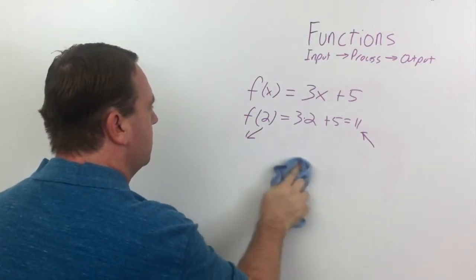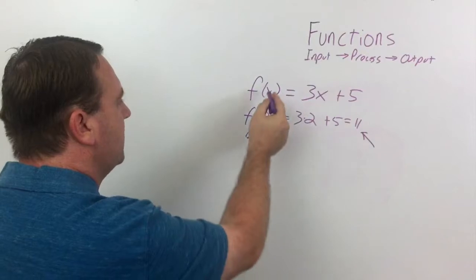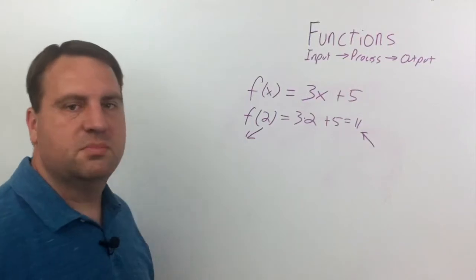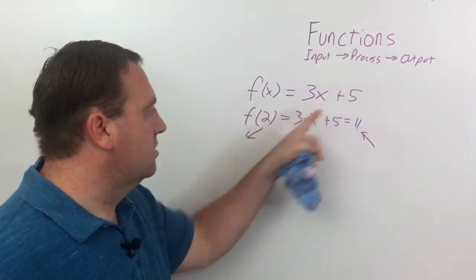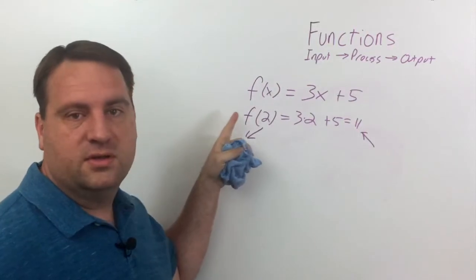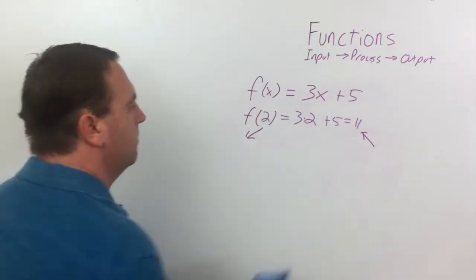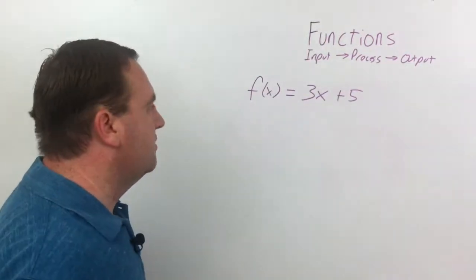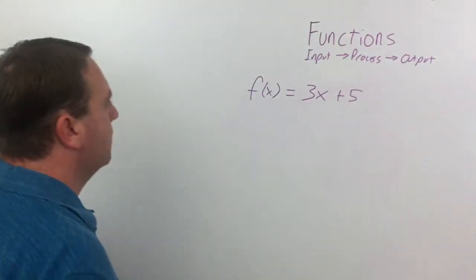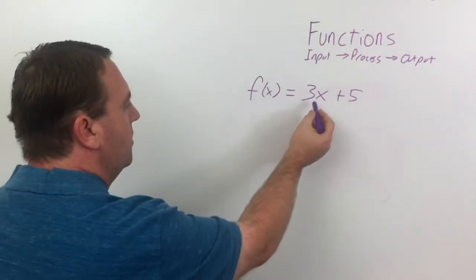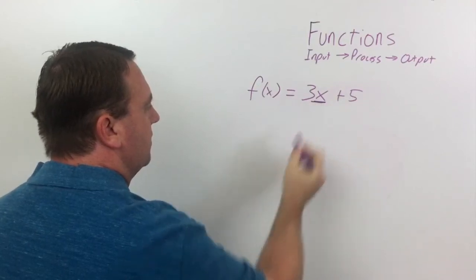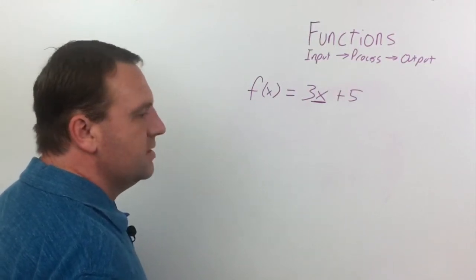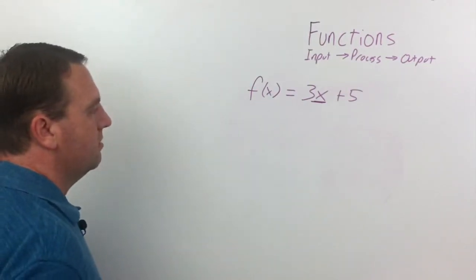Well, if you think about it, in this case, x is our input and f of x is our output. So what we need to do is simply solve this equation so that x is our output and f of x is our input. We'll treat f of x as if it were just a variable like y. So what we want to do is isolate this x all alone so that it is our output rather than our input.